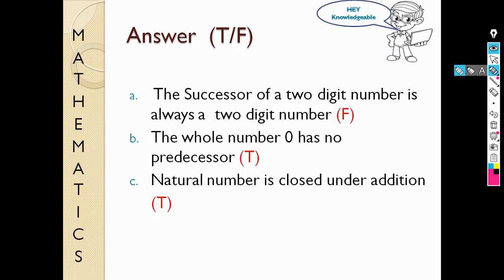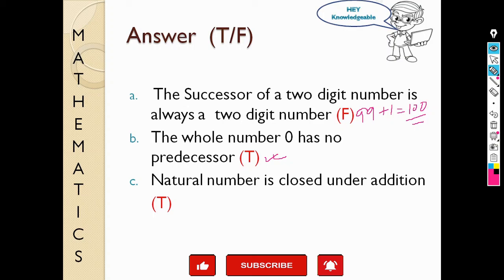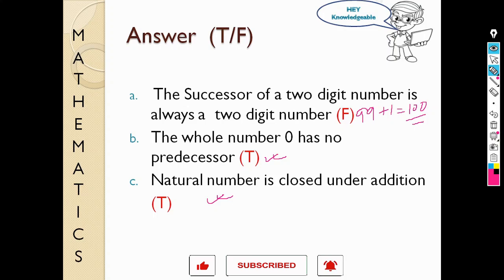Coming to the answers: the successor of a two-digit number is always a two-digit number. That is not correct. Take the example 99 plus 1, it gives you 100. This is a three-digit number. In the same way, the whole number 0 has no predecessor. This is true because the whole numbers start from 0. And natural numbers are closed under addition. This is also correct because if you add any two natural numbers, it will give you a natural number.